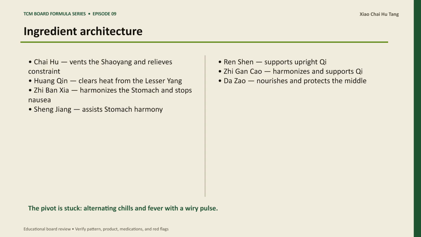Build the formula from its ingredients. Chai Hu vents the Shaoyang and relieves constraint. Huang Qin clears heat from the lesser yang. Zhi Ban Xia harmonizes the stomach and stops nausea. Sheng Jiang assists stomach harmony. Ren Shen supports upright qi. Zhi Gan Cao harmonizes and supports qi. Da Zao nourishes and protects the middle.